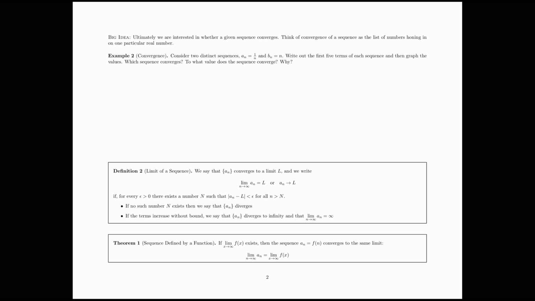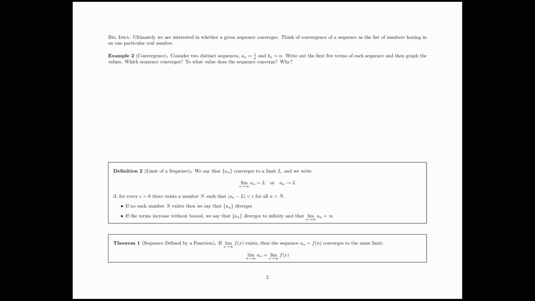But if a sequence, no matter how far down the list you look, it doesn't look like the sequence is actually getting closer to any specific real number, it kind of bounces around, and there's no discernible pattern, then we would say that the sequence diverges.